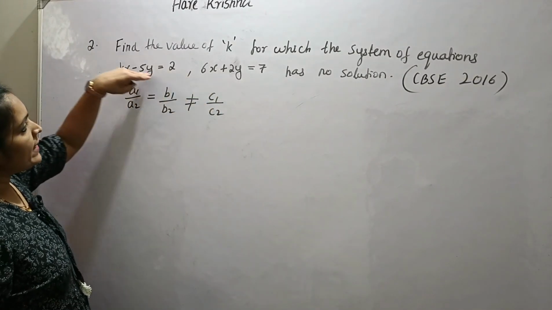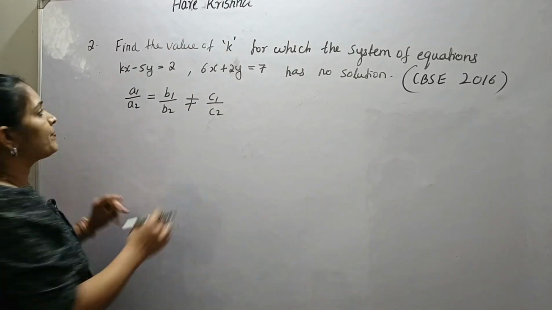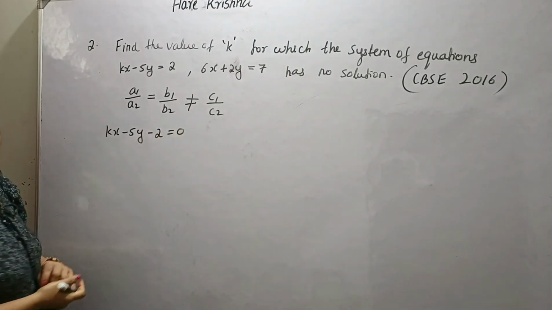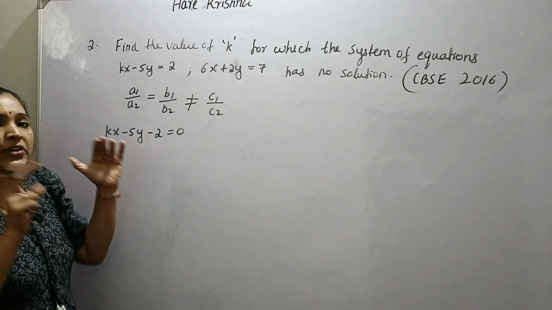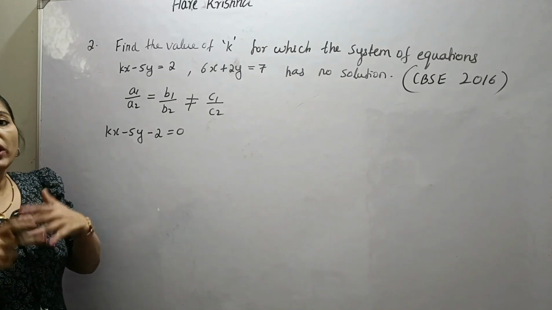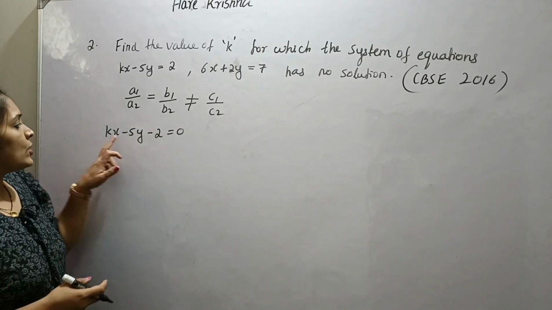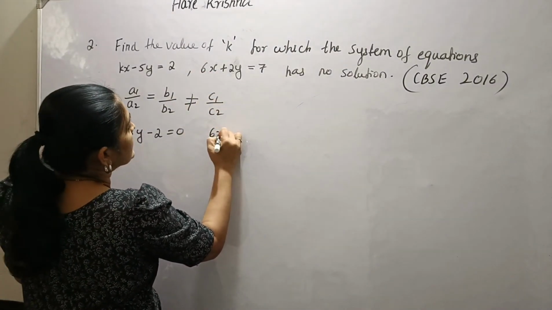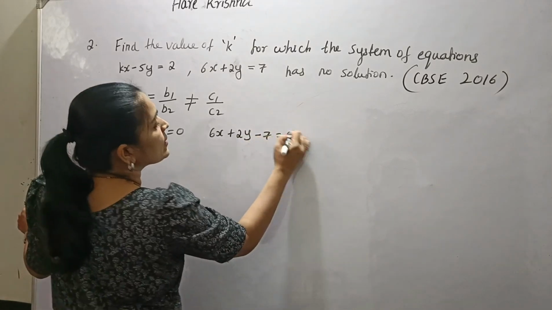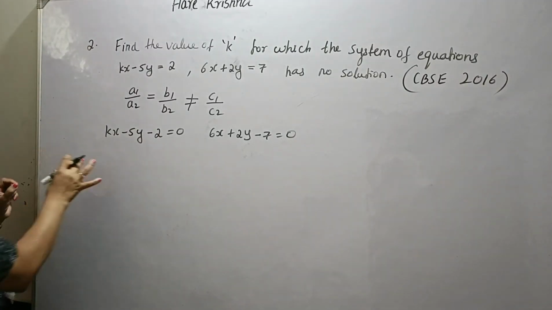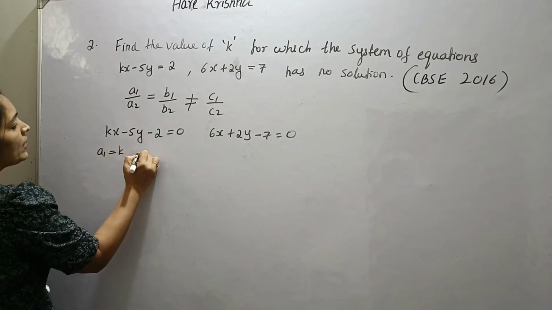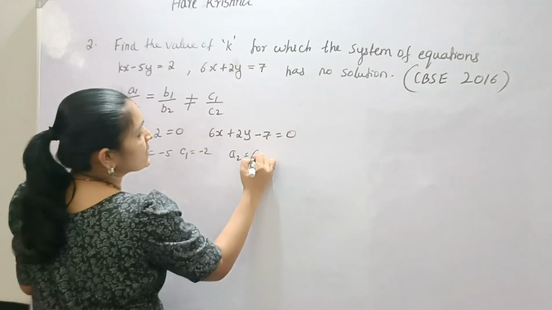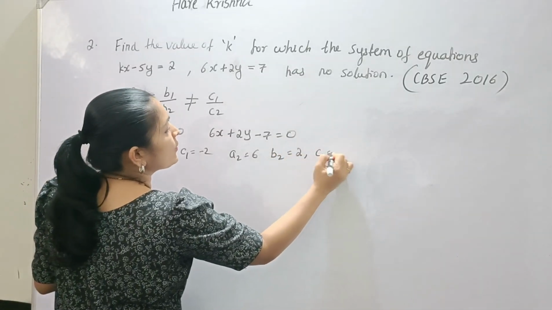First of all, let's write the given equations in the general form. That is, kx minus 5y minus 2 is equal to 0. First of all, you should write the given equations in the general form, otherwise you will be confused about the plus or minus sign. Next equation, 6x plus 2y minus 7 is equal to 0. Now let's write a1 is equal to k, b1 is equal to minus 5, c1 is equal to minus 2, and a2 is equal to 6, b2 is equal to 2, c2 is equal to minus 7.